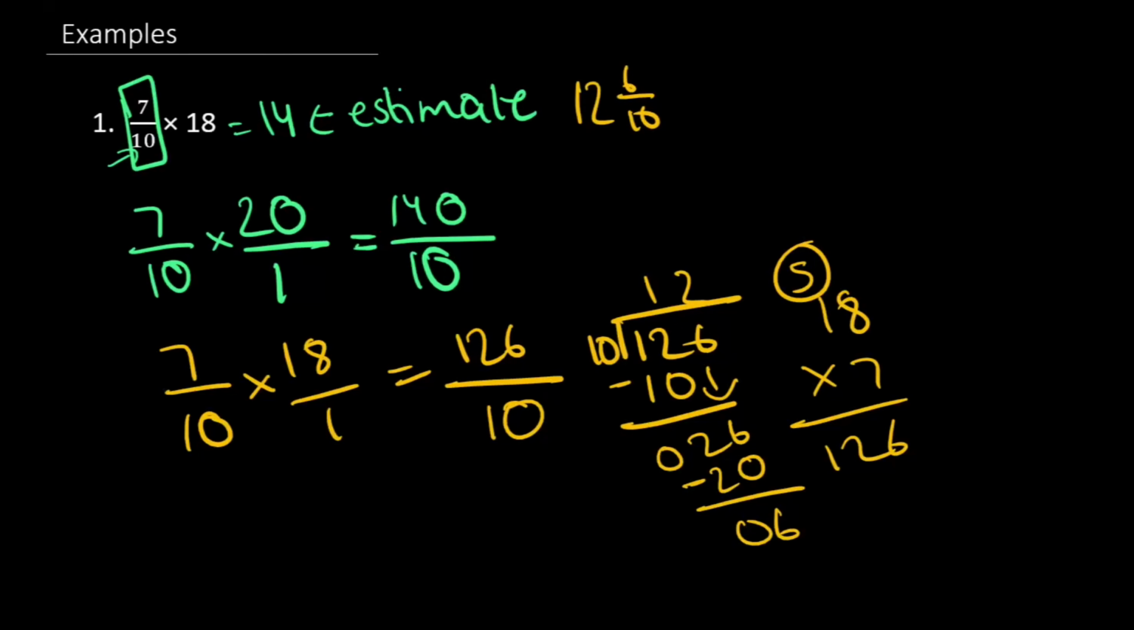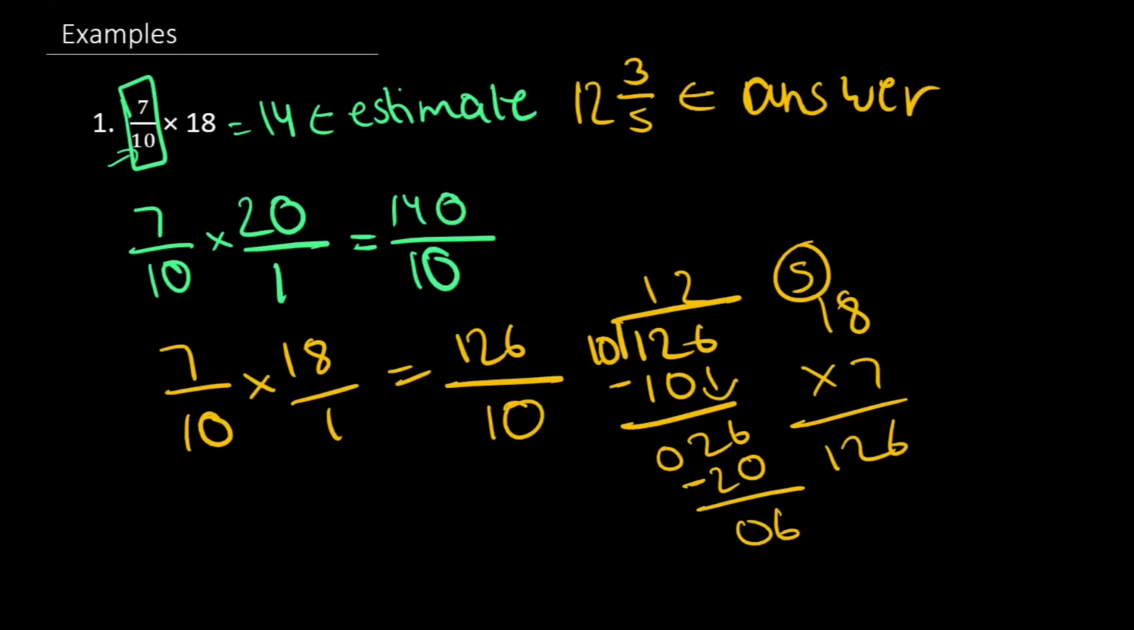Since 6/10 can be simplified, let's simplify it. If we can simplify it, let's simplify it, okay? So 6/10 also equals 3/5, and this is our actual answer. So I'm just going to write answer. So now let's check if our answer is close to our estimate. 12 and 3/5 is close to our estimate, so it's close to 14. It's just 1 and 2/5 away. So our answer makes sense.